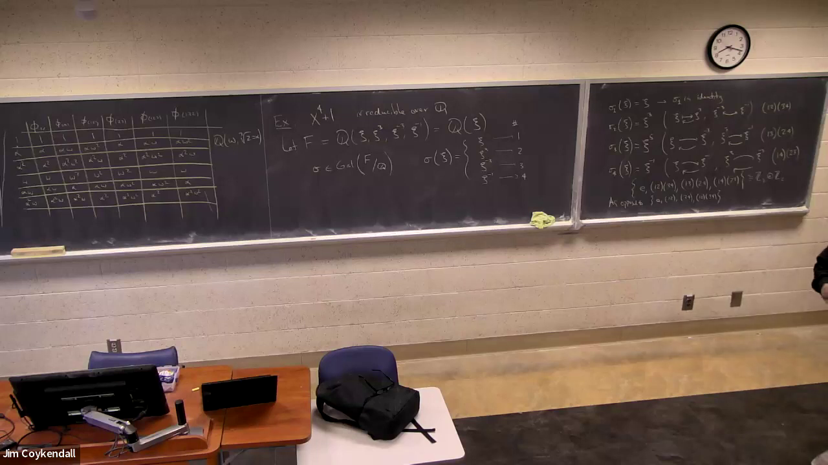For S3, the transitive subgroups are S3 and A3. For S4, there's 4 of them: cyclic of order 4, the Klein four-group, the dihedral group on the square, A4 and S4. For S5, there's also 5 of them: cyclic of order 5, dihedral on the pentagon, a strange group of order 20, A5 and S5.